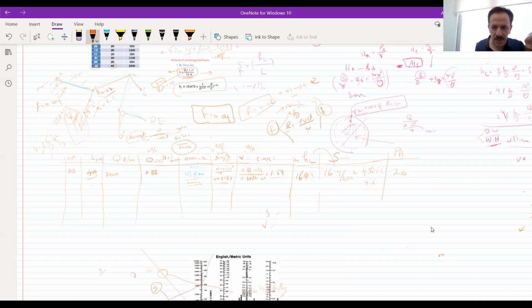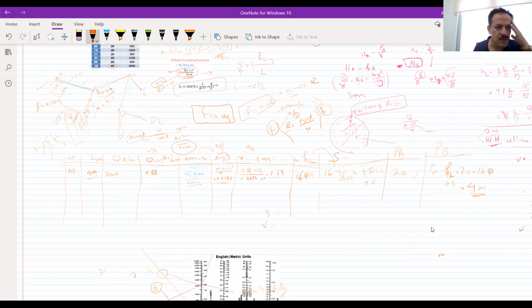Now for point B, the pressure at B is equal to the pressure at A minus the head loss that we have from A to B, which means 20 minus 16.04, sorry, which means 4 meters. Now, we have the pressure at B as 4 meters.